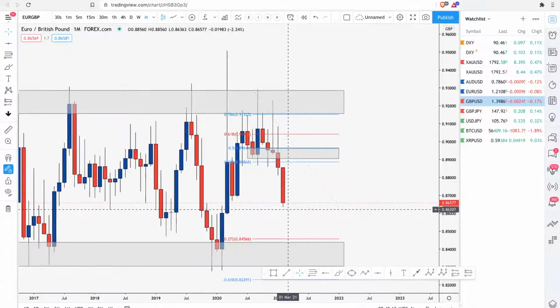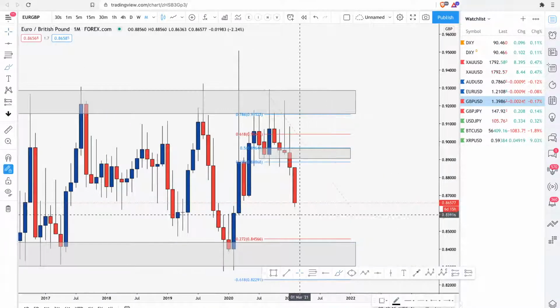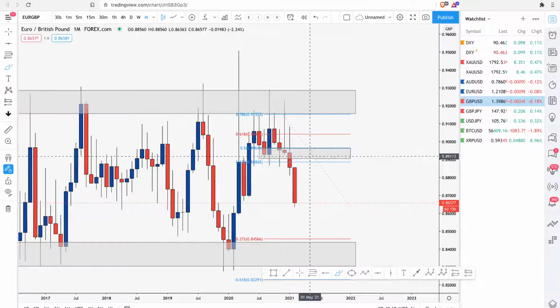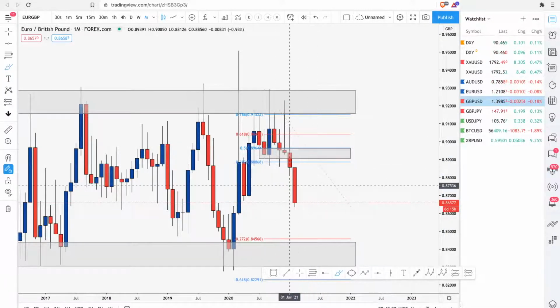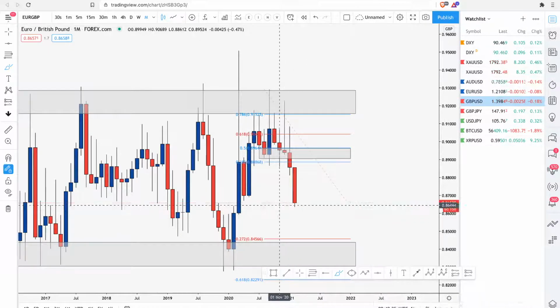I expect movement to the upside before dropping lower. It only needs to go to the 0.382. Maybe it will hit the 0.5, depending on when the market really stops.